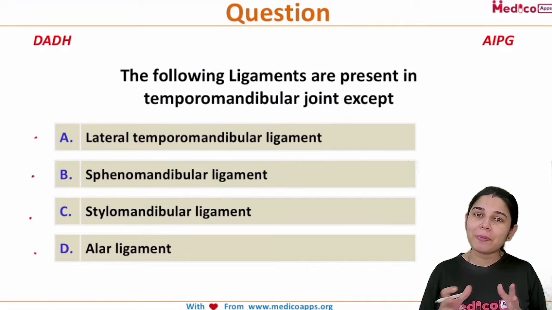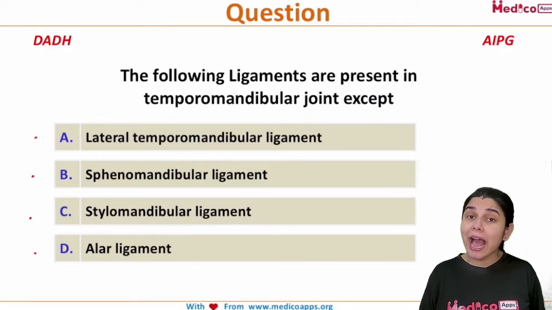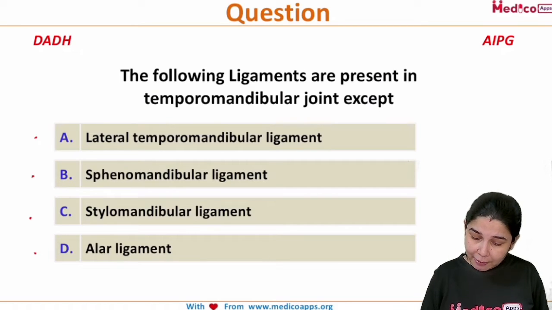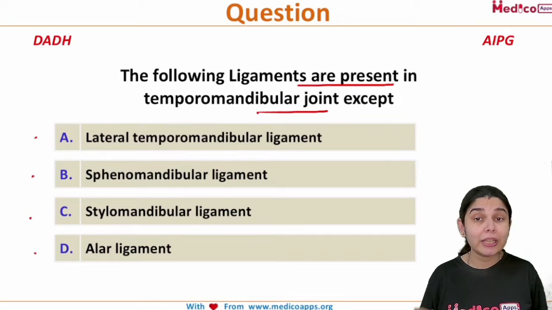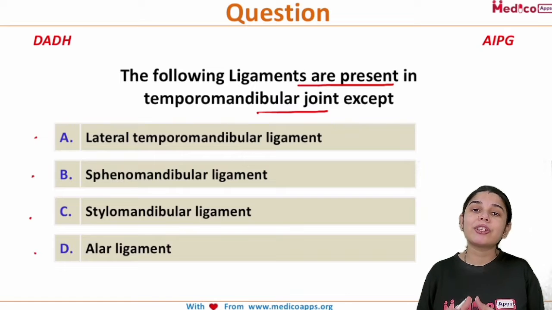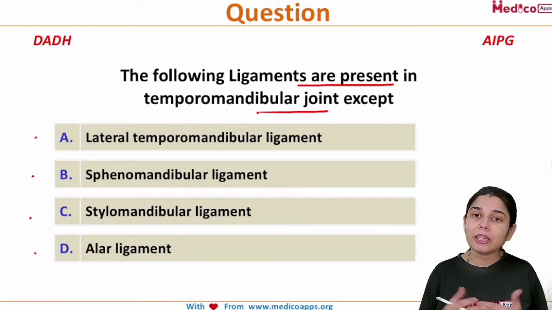Let's see what is the question on TMJ ligament. This question basically belongs to the dental anatomy topic. This question has been asked in the All India PG examination, and the question which was framed was: the following ligaments are present in the temporomandibular joint except. So basically this question is asking you about the names of the ligaments which are present in the TMJ.